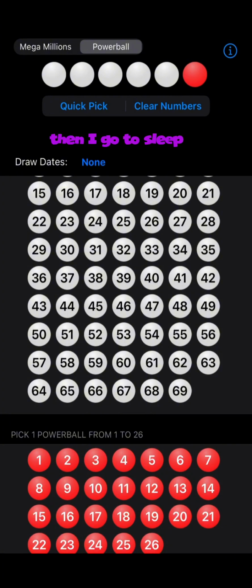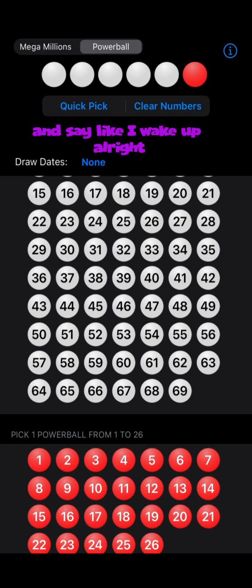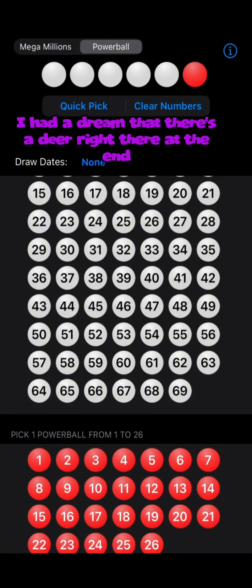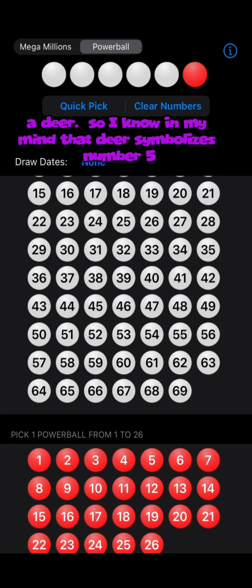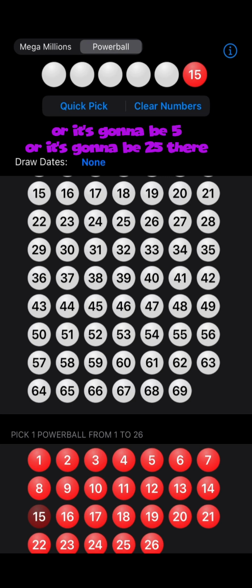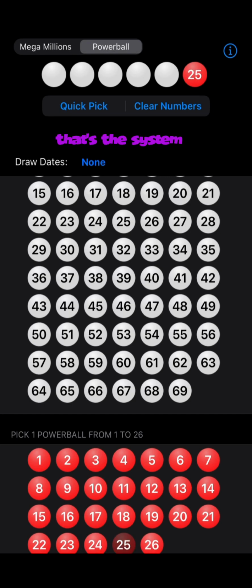Then I go to sleep, or I take a nap, whatever, and say I wake up. Right, it doesn't happen every time, obviously, but when it does, I have that in my mind. I establish that's the 12th digit. So say, oh God, okay, I wake up and I just remember I had a dream. There's a deer right there at the end. Right, just right when I'm waking up, the deer is lined up, not in my mind. That deer symbolizes number 5. So I know that last digit is gonna be a 5. So that means it's either gonna be 15, or it's gonna be 5, or it's gonna be 25 then. Right, that's the system. It's very simple.